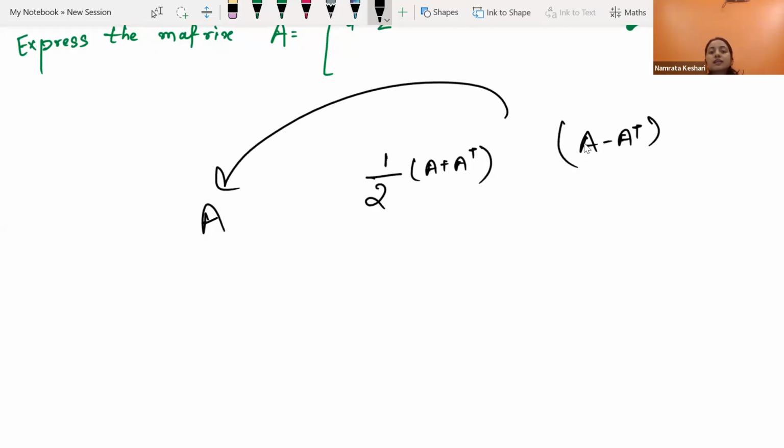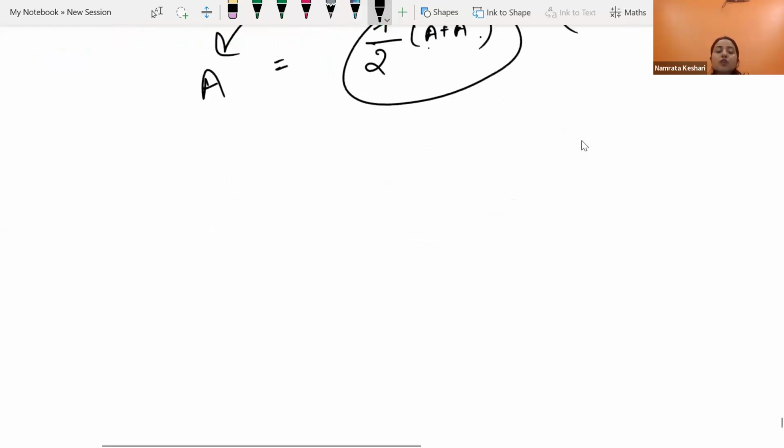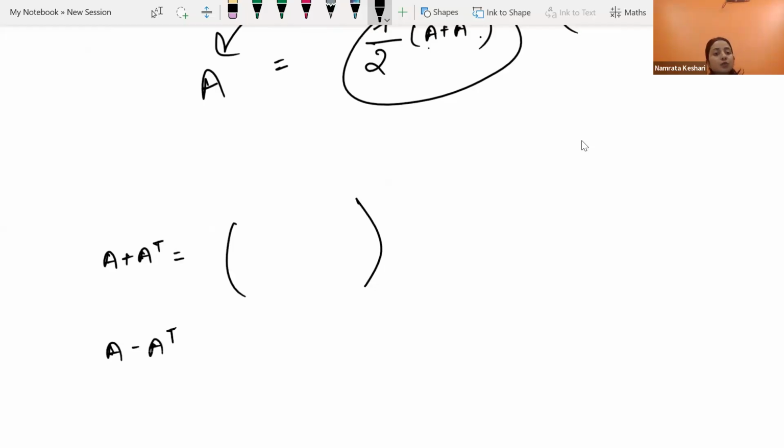Okay, so we will say that if we take half of A plus A transpose, suppose you have a question where matrix A is not given, but A plus A transpose is given to you, and A minus A transpose is also given to you, and you have to find A directly from here. One way is to think about solving it just like algebraic equations, right?